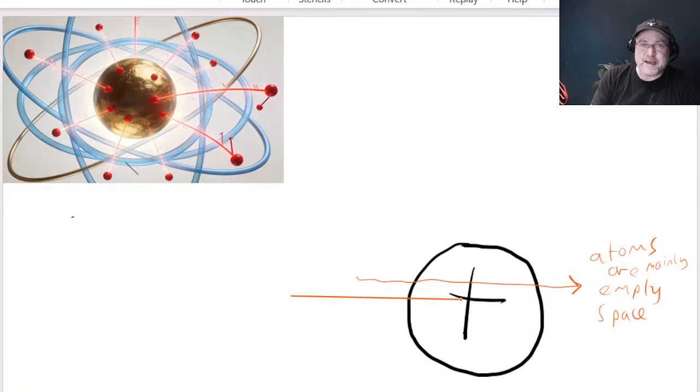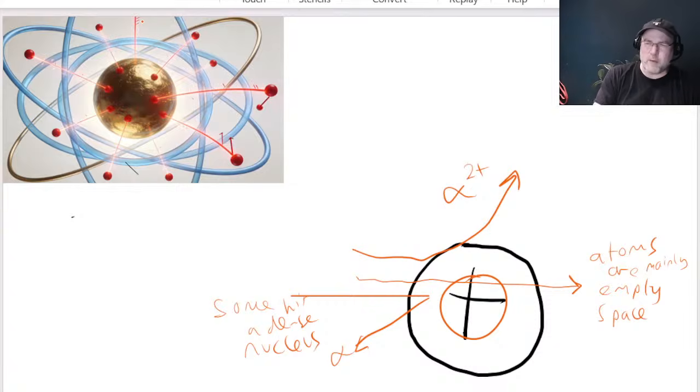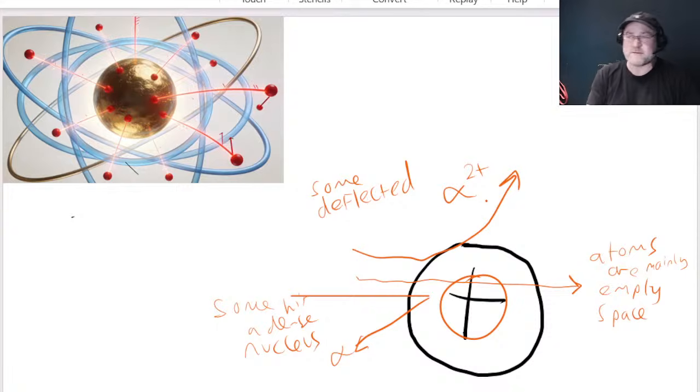Some particles came right back, and this meant some alpha particles bounced straight back. Some hit a dense nucleus, and then some curved away and were repelled. Remember, alpha particles themselves are positive, and so they were repelled by the positive nucleus. And this proved the nucleus is positive. So some deflected. When I'm saying some, I'm talking about these alpha particles. They deflected, proving the nucleus was positive.